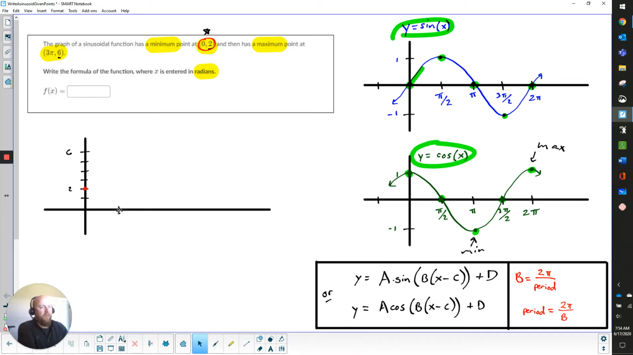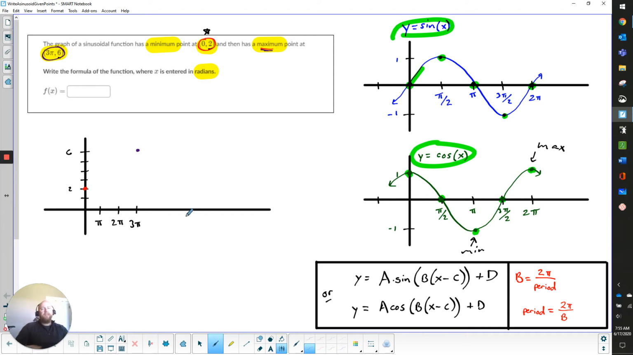So what I think I might do here is count by pi's, and I'm going to call this 3π. So I'm going by 1π, 2π, 3π, and that's when it gets to its maximum. So maybe I should change colors. I'll make that one a purple. This will be (3π, 6), that point there.